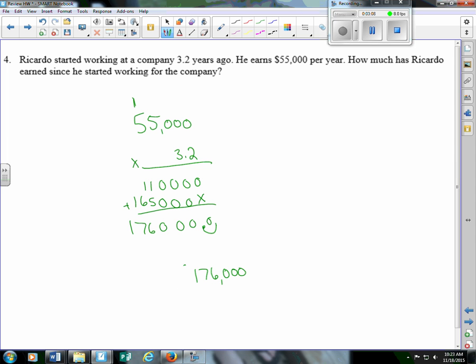176,000. And if you look back at it, you say 3 times 55 is going to be 100. Well, it's going to be right around 150 or 160. So you know that that's going to be around the right answer. Always estimate a little bit in your head first.